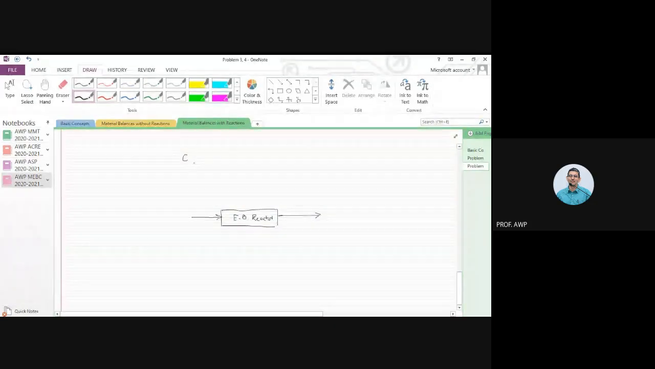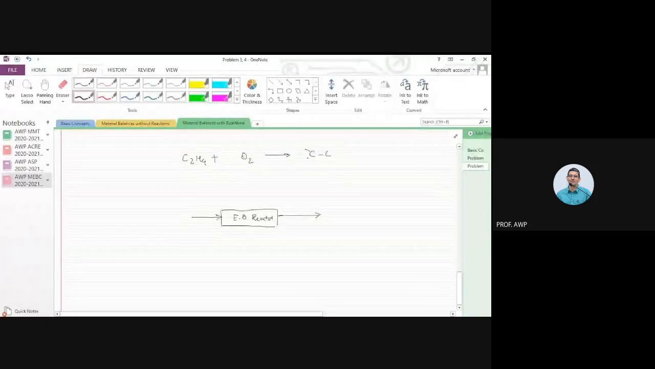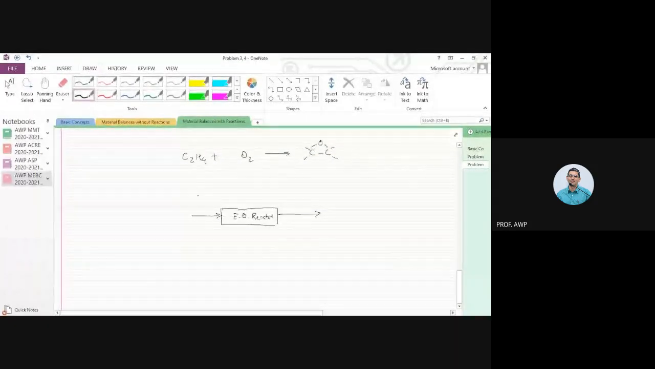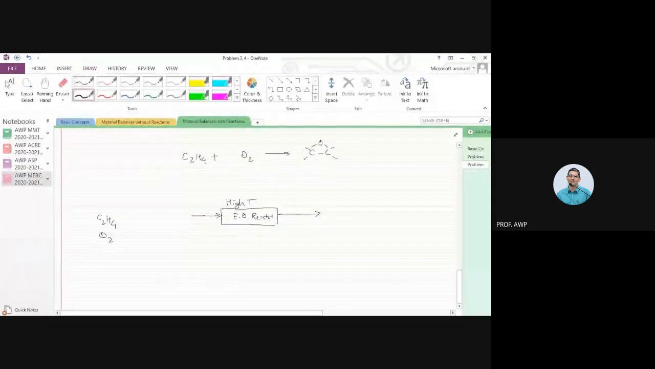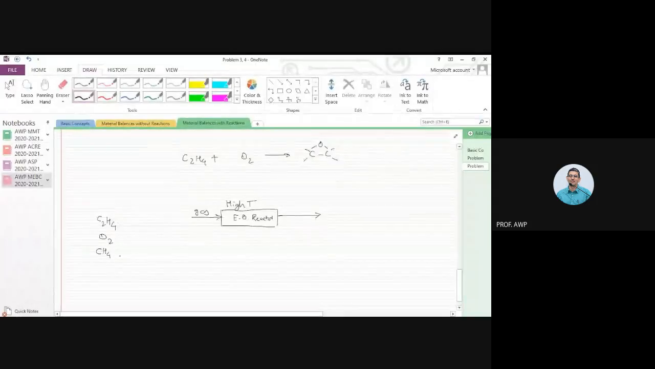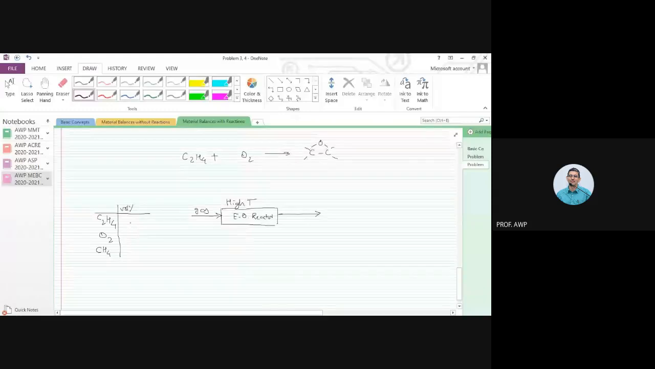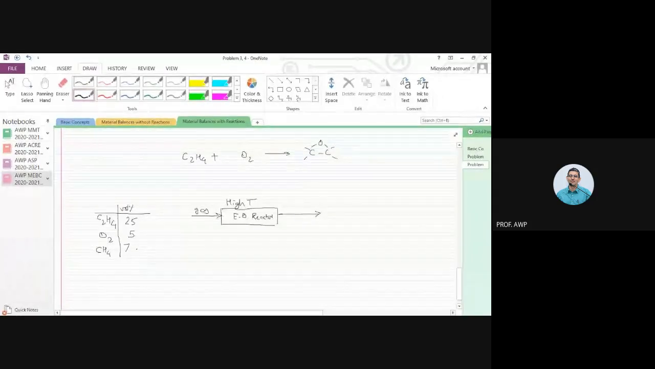So ethylene plus oxygen gives you ethylene oxide. This is a high temperature reaction. We feed ethylene gas along with oxygen, plus there is some inert. Let's say methane is an inert material. In terms of volume percent, ethylene is 25 volume percent, oxygen is 5 volume percent, and the balance, 70 volume percent, is methane.